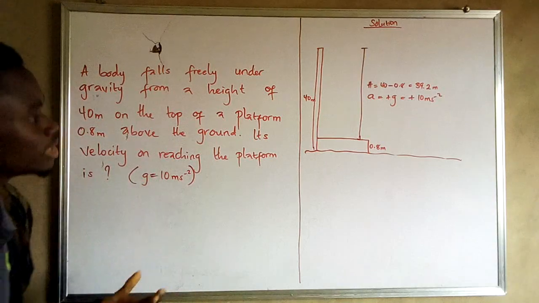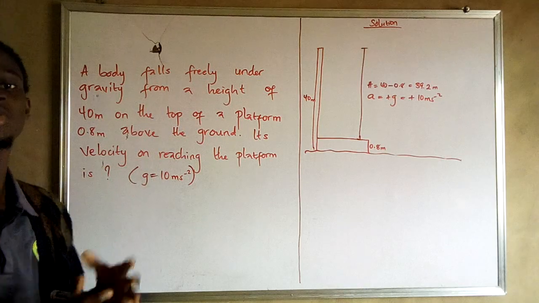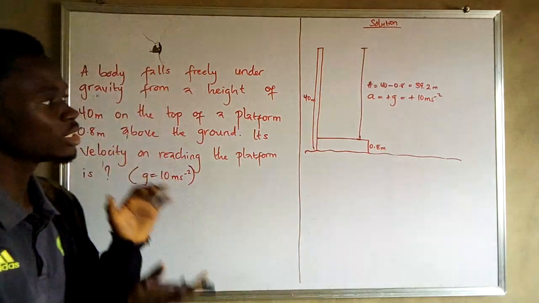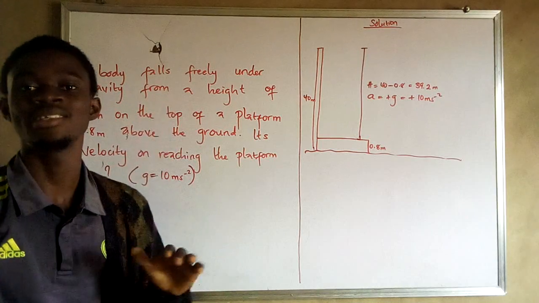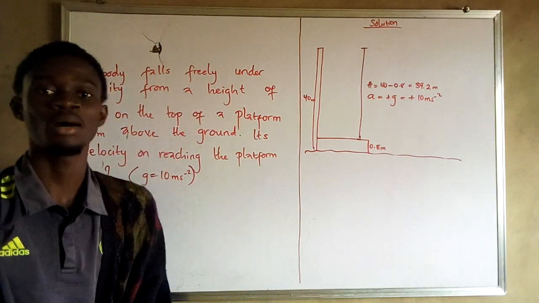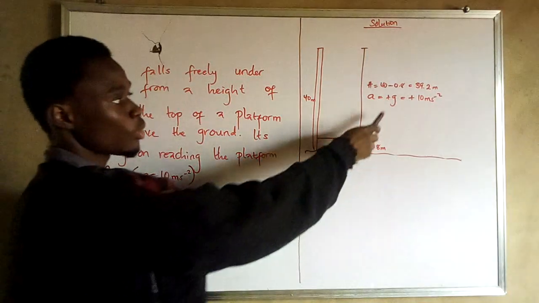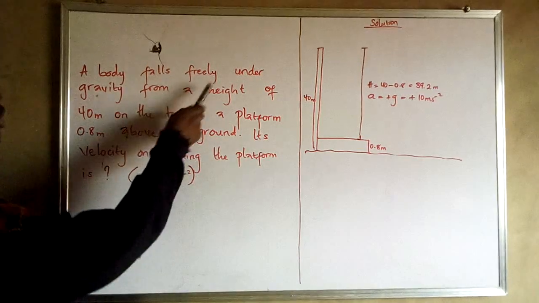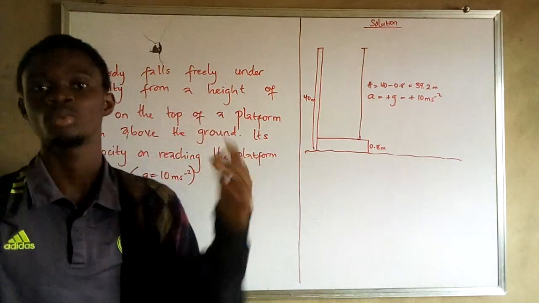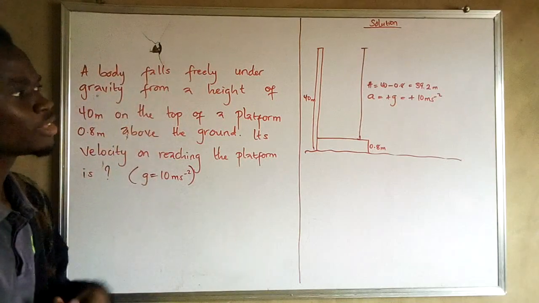If the body is projected upward, or if the body is thrown upward, it's going to be having a negative gravity, which is minus g, because when going upward, it is going against the direction of gravity, and the work of gravity is to bring objects downward. So the direction of gravity is downward. That's the reason why we are having positive gravity, because the object is moving downward. If otherwise, that is, if the object is thrown upward, we are going to be having a negative gravity. So let's move on. Now these are the values given directly from the question.